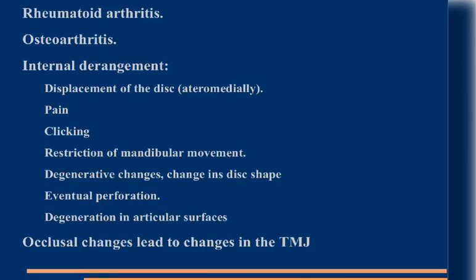Occlusal changes lead to changes in the TMJ. So if there is a problem in the occlusion of teeth, for example, after extracting one of the teeth and leaving a space without replacement, the teeth will start to close the space by tipping and drifting, and this will disrupt the whole occlusion in the oral cavity, and this will lead to problems in the TMJ.